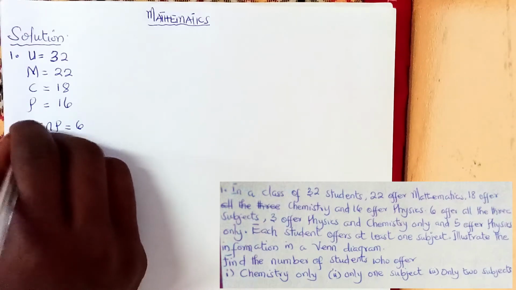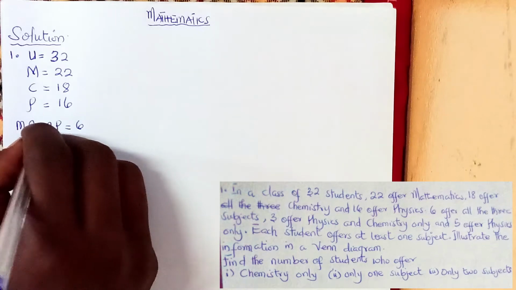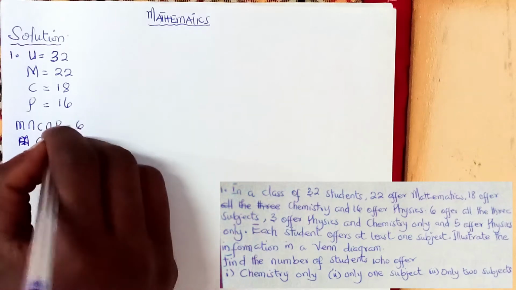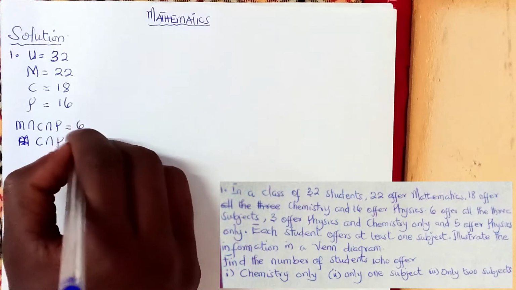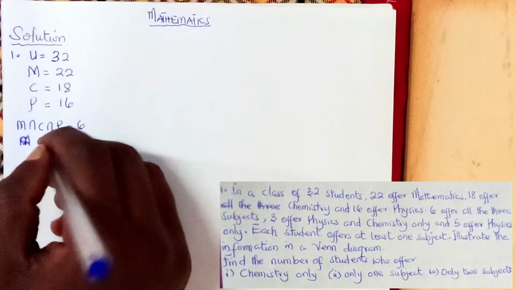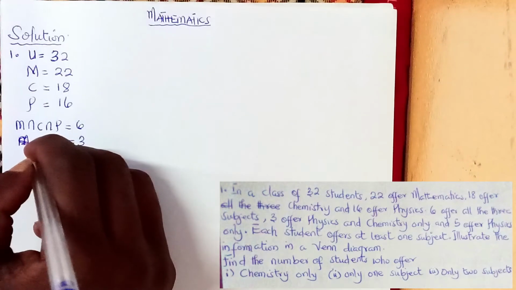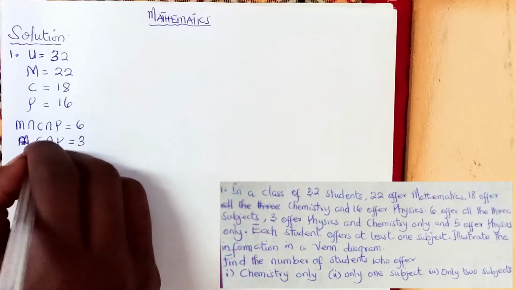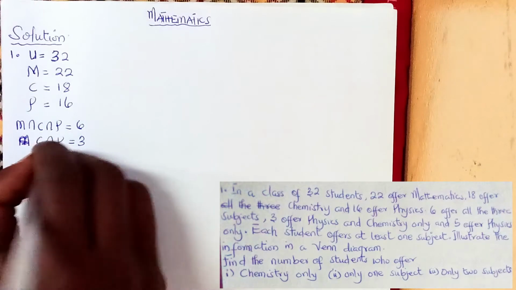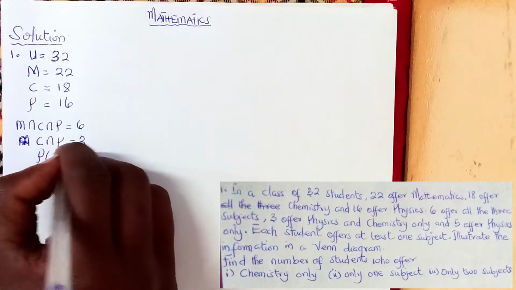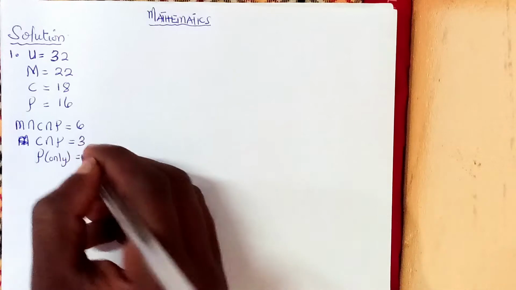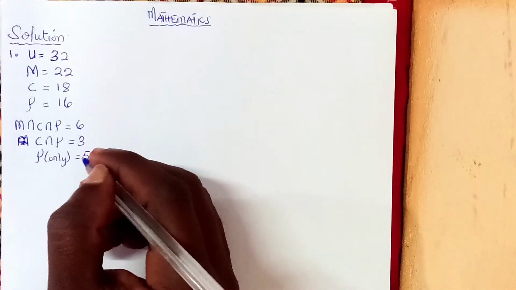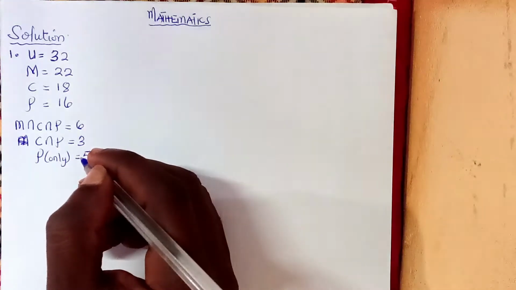Now we have C and physics, so that's 3. And we have 5 offering physics alone. So you have physics only, which is 5. The first thing we were asked to do is to illustrate this on a Venn diagram.